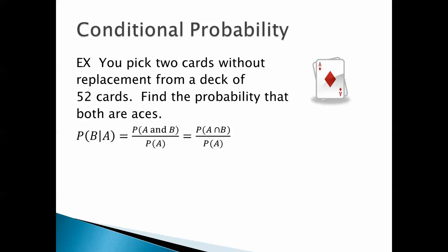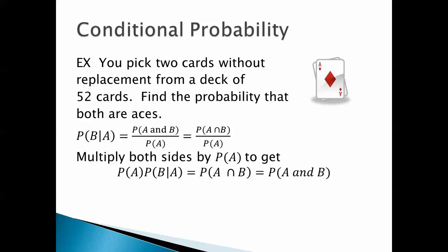And if you multiply both sides by the probability of A, you get a really cool formula. Check this out. You multiply both sides by probability of A to get probability of A times probability of B given A equals probability of A and B. Again, you multiply both sides by the probability of A, so that denominator is gone. And that equals the probability of A and B.